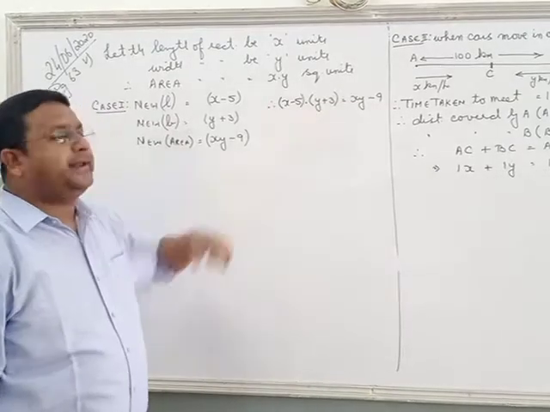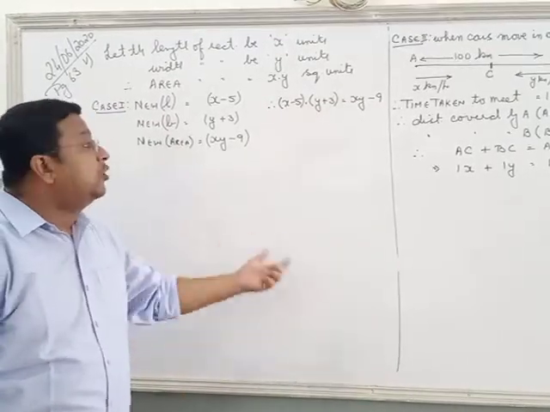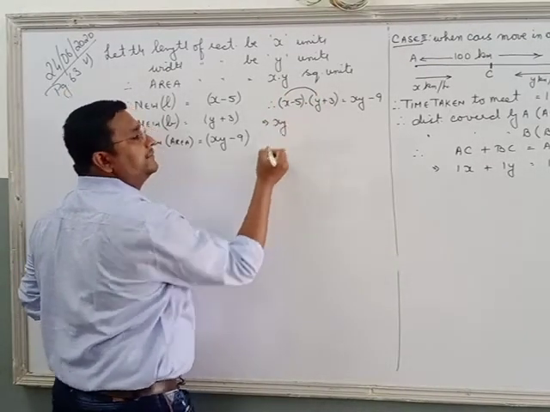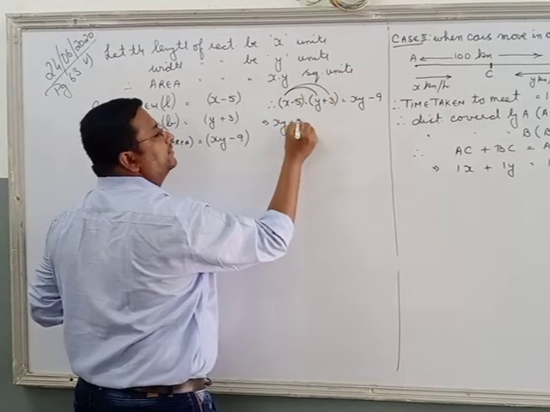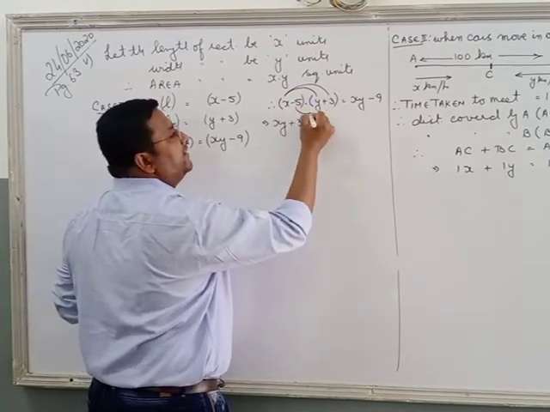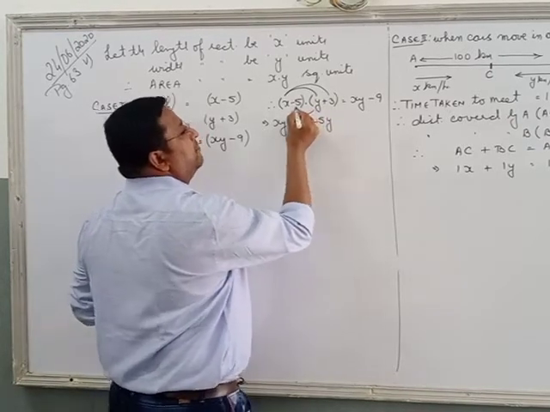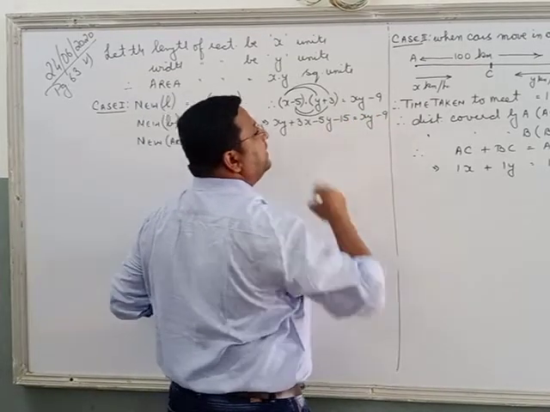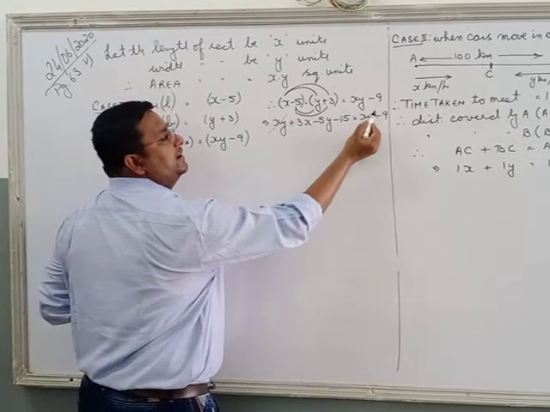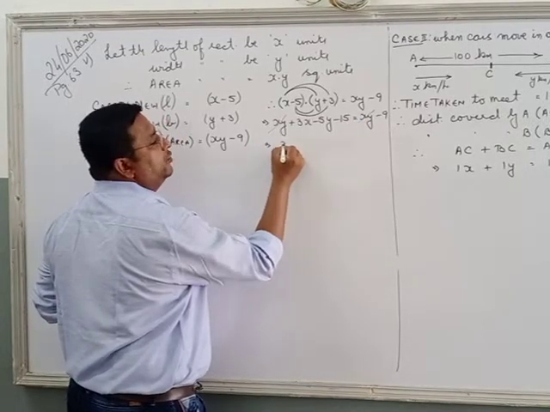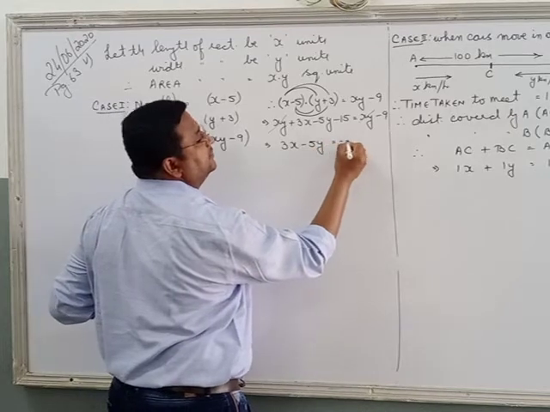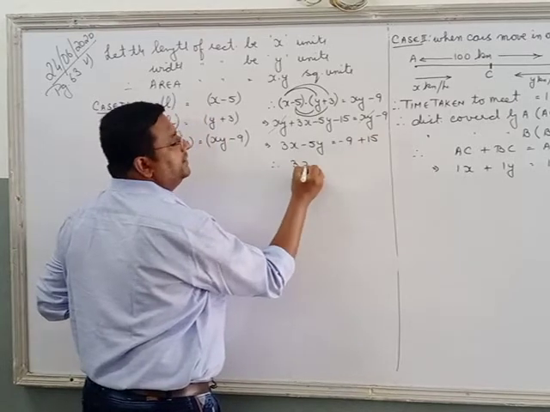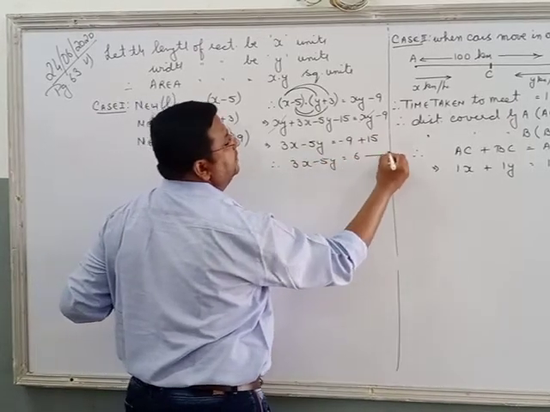Clear? Opening the brackets is very simple. There is no linear equation yet. Open the bracket. x into y, xy, x into 3, 3x, minus 5 into y, minus 5y, minus 5 into 3, minus 15 is equal to xy minus 9. The xy cancels, so my equation left out is 3x minus 5y is equal to minus 9, and minus 15 comes over here as plus 15. So my equation becomes 3x minus 5y is equal to 6. Equation number first.